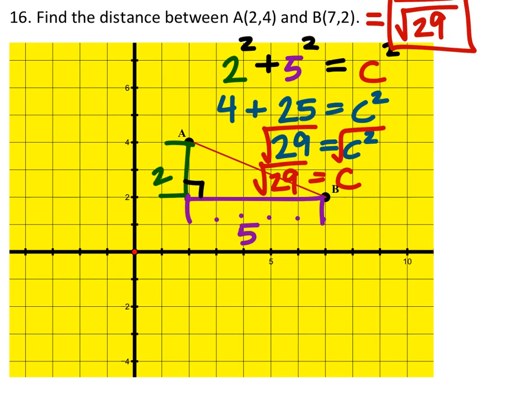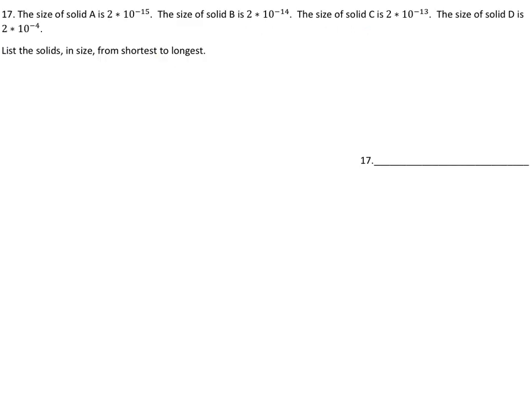So you have to remember that Pythagorean theorem on this one. And for distance, of course, we're always solving for that hypotenuse. The size of solid A is 2 times 10 to the power of negative 15. The size of solid B is 2 times 10 to the power of negative 14. The size of solid C is 2 times 10 to the power of negative 13. And the size of solid D is 2 times 10 to the power of negative 4. This is solids in size from shortest to longest.